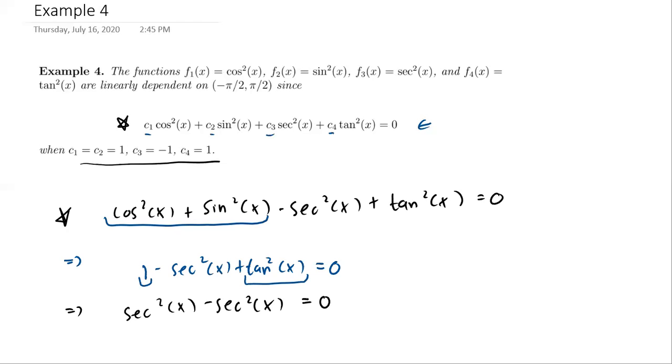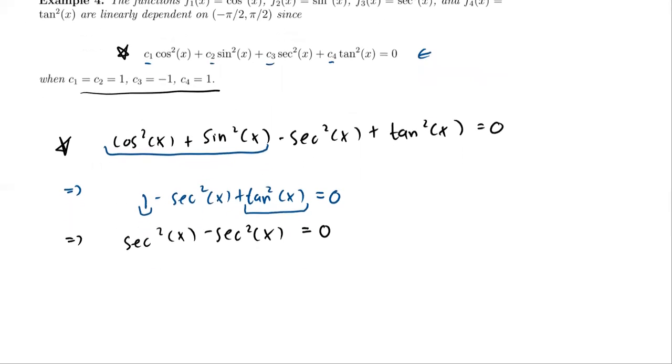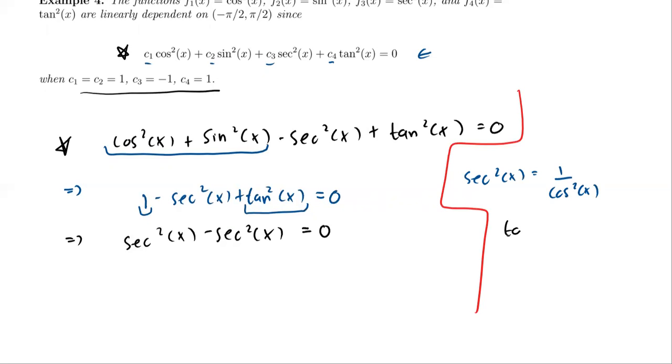So it's true. Why did I not say it's true for all real numbers? Why is it not true that they're linearly dependent on negative infinity to infinity? Well, the functions secant and tangent are not even defined for all real numbers. Remember that secant is given by one over cosine, and tangent squared, okay, so I'm writing squared, but it's the same, is given by sine squared over cosine squared.